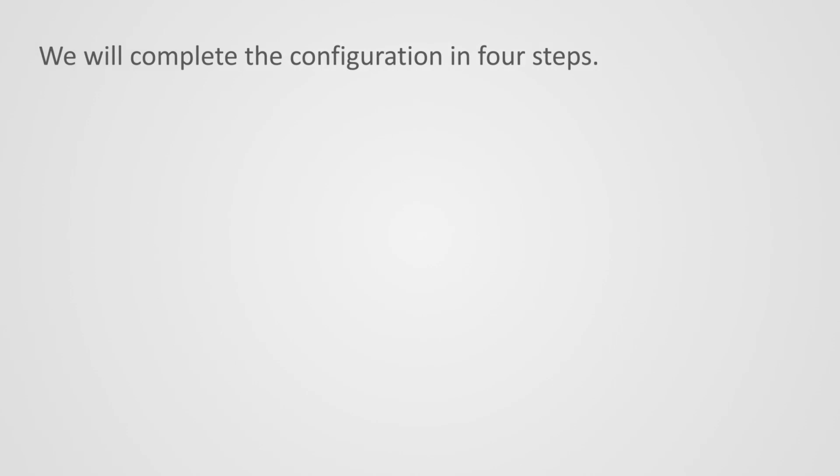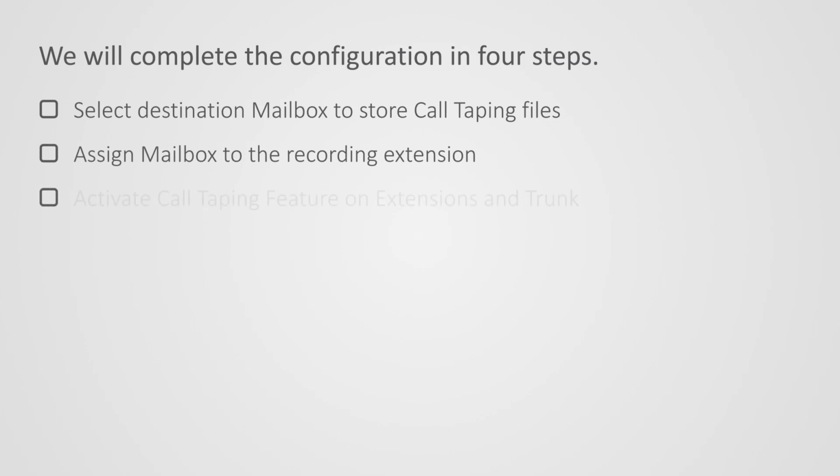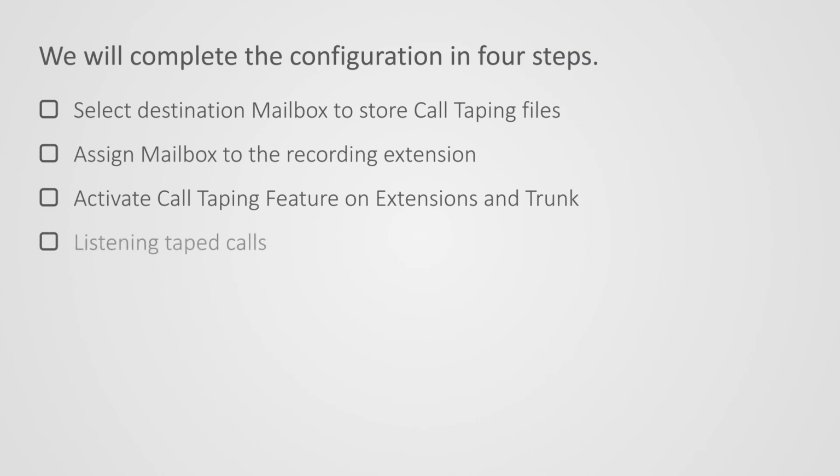We will complete the configuration in 4 steps. First, select destination mailbox to store call tapping files. Second, assign mailbox to the recording extension. Third, activate call tapping feature on extension and trunk. Fourth, listening tapped calls. Let us start with the first step of selecting destination mailbox to store call tapping files.